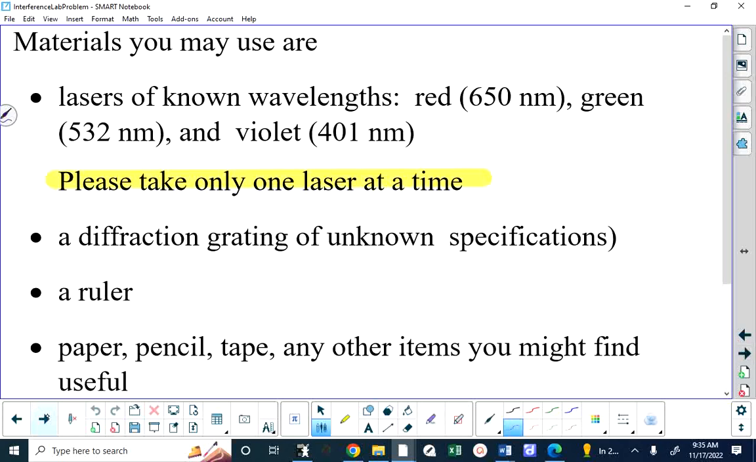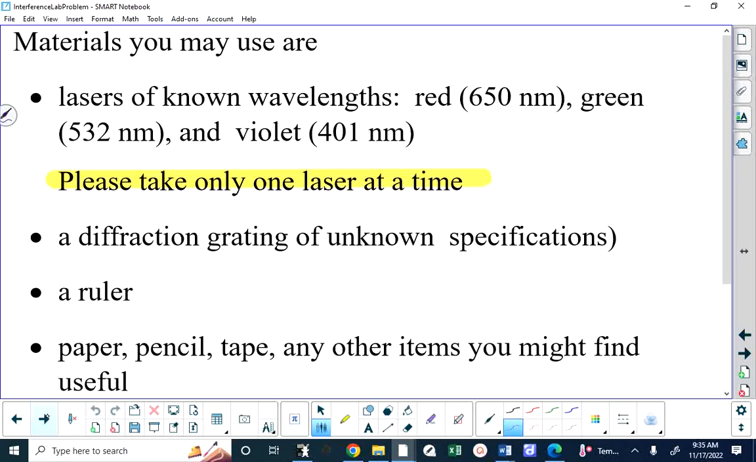Please only take one laser at a time. You're going to be collecting data to find an answer to your problem using a red laser, and then you're going to be doing it with the other lasers as well. But I don't have enough laser pointers that if each pair of people came up and grabbed one of each, we would run out. Okay, so grab whatever's available, collect your data, then bring it back and pick a different color laser.